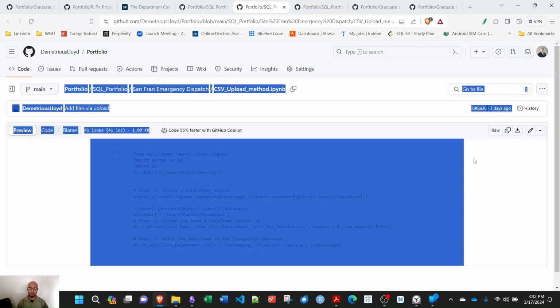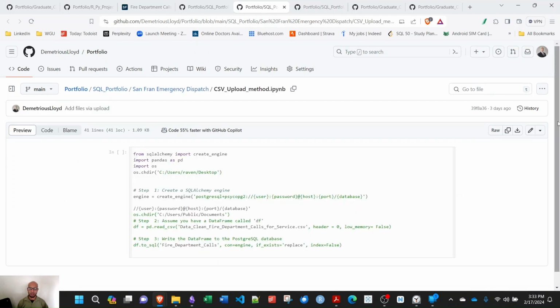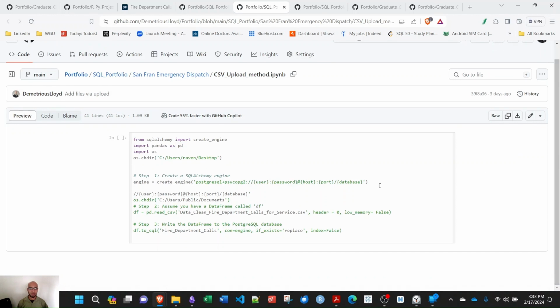Here I show the basic Python script on how I was able to upload this huge CSV into my Postgres SQL database that I run locally on my PC. Just put my user, password, host, port, database here. Didn't put the actual ones, obviously, since I'm recording this. And this still took a while. I'm guessing it took like 30 minutes. Like I mentioned previously, it's a 6 million plus record database with 37 columns.